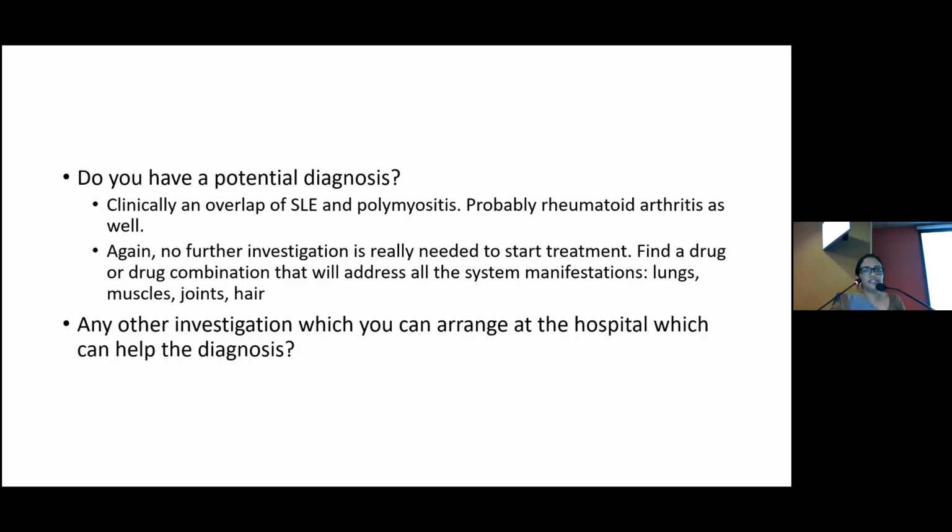So any other investigations which you can arrange at the hospital which can help the diagnosis? Other than resorting to the private sector immunological investigations, anything else that you can do in the hospital? I would say do a muscle biopsy because she has proximal muscle wasting and weakness and an elevated CK level. Most of the higher grade hospitals at the moment do have pathologists, so you can do a muscle biopsy potentially.